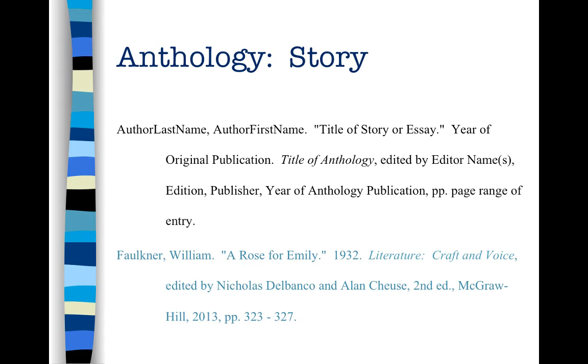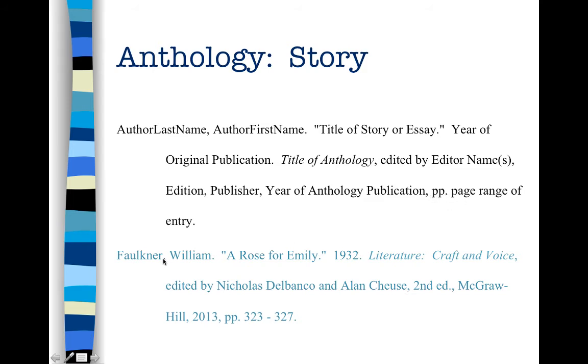They didn't write A Rose for Emily. Somebody else did. William Faulkner did. And we always start with the author of the thing that we're citing. So we have author last name, comma, author first name, period. The title of the story or the essay in quotation marks with the ending period before the ending quotation. The year of original publication, period. The title of the anthology, comma, and then you're going to put edited by, and then the editor's name or names, comma, the edition, comma, the publisher, comma, the year of anthology publication, comma, PP, period, the page range of the entry.